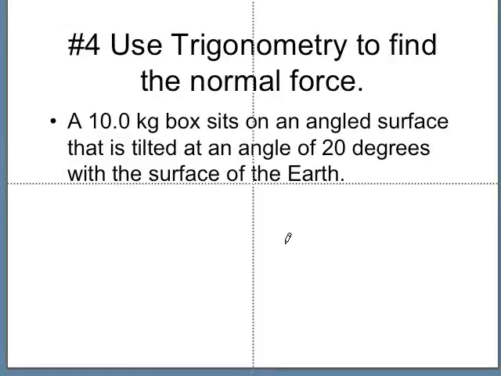Okay, to work this problem number 4, use trigonometry to find the normal force. First, we need to draw a diagram so we have an idea of what we're working with. So there is our surface at an angle, and it's an estimated 20 degrees. Here's the ground. And let's mark that angle with the surface of the earth as 20 degrees.